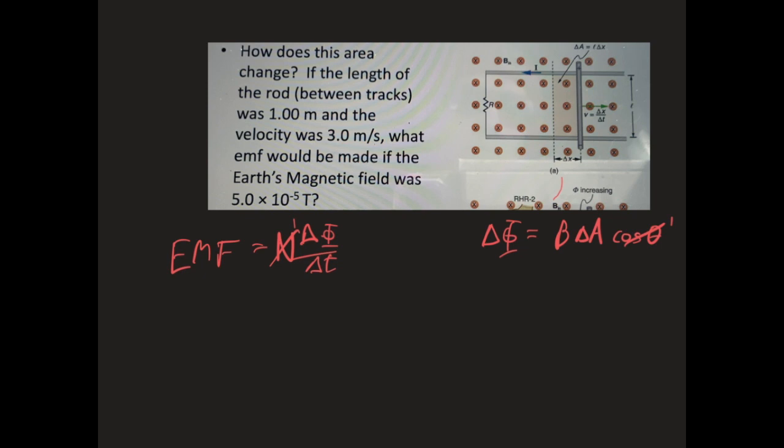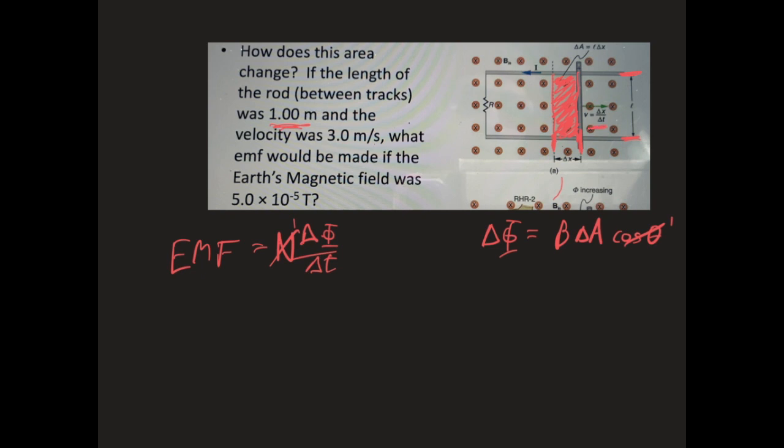But what is delta A? What is the change in area? Well, it was where that dotted line is, and it now is here as it's moving. So the change in area is this part that I'm shading in. And that is a rectangle, and we can calculate the area of that rectangle by multiplying the length times the width. The length is a given value. The length of the rod, which is given in the problem. The width is delta x. We don't know delta x, but we could find it because we know the velocity.